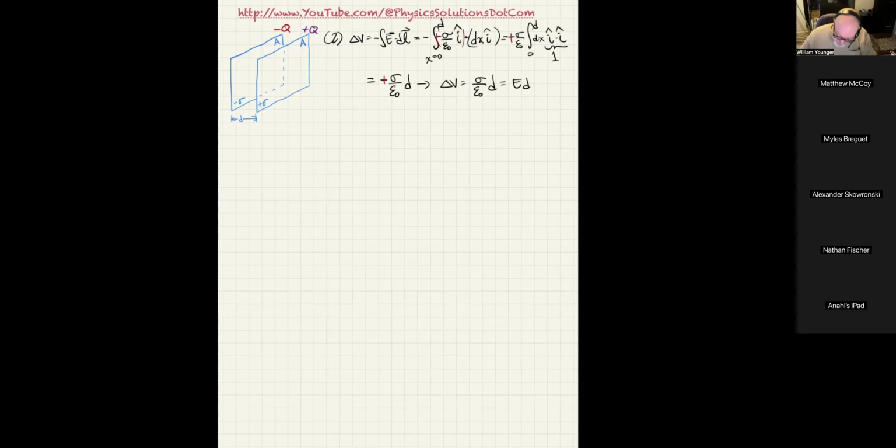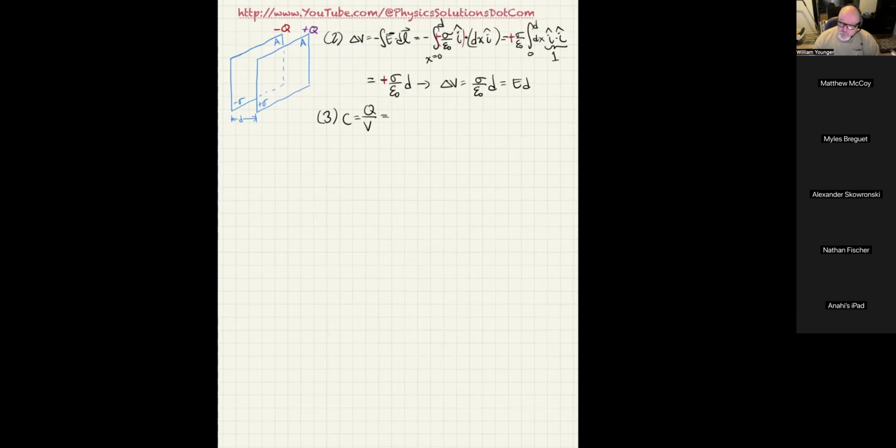So I now have step 2 done. I know that the voltage is ED. Step 3 is to use C equals Q over V to derive the actual formula for the capacitance. So I'm going to do that now. Step 3 gives us C is equal to Q over V. Well, we just calculated the V. It's going to be E times D, or sigma over epsilon naught times D.